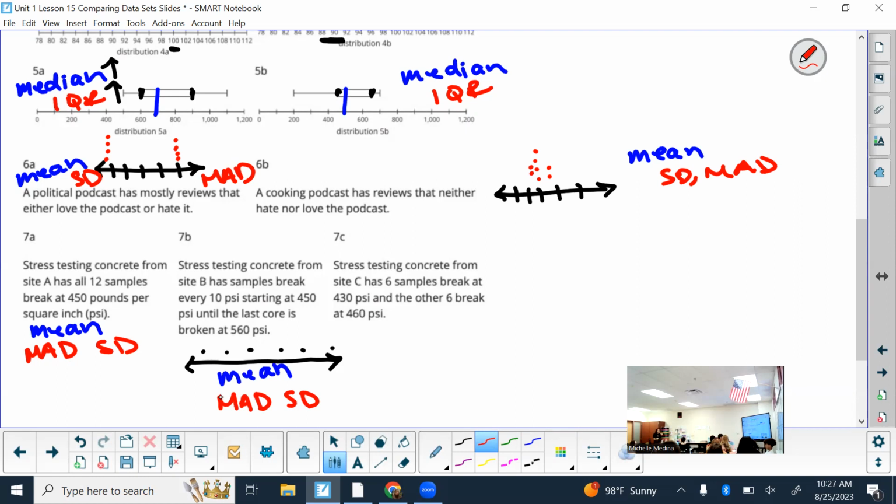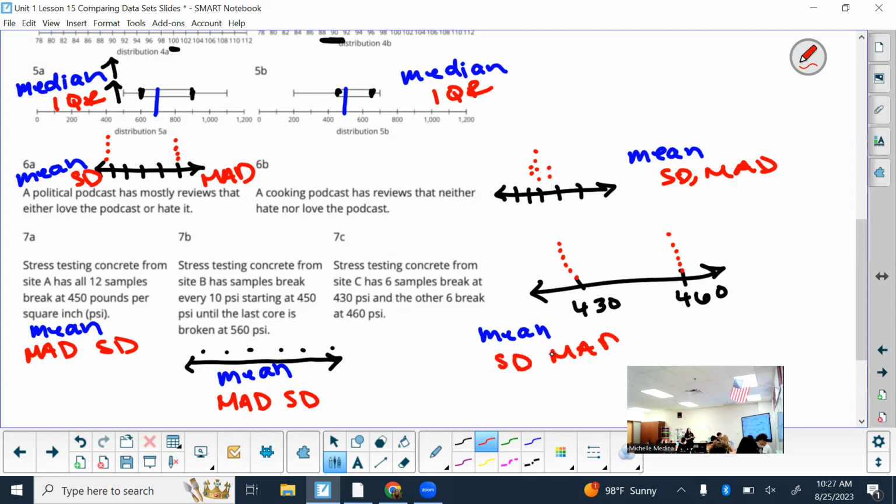Okay, good. Last one, stress testing concrete from site C has 6 samples break at 430 and the other 6 break at 460. Symmetric or not? Okay, well then maybe let's draw it out. If 430 is over here and 460 is over here, and there's 6 samples breaking on each, pretend that's 6 dots. Is that pretty symmetric? So mean or median? Standard deviation or IQR?